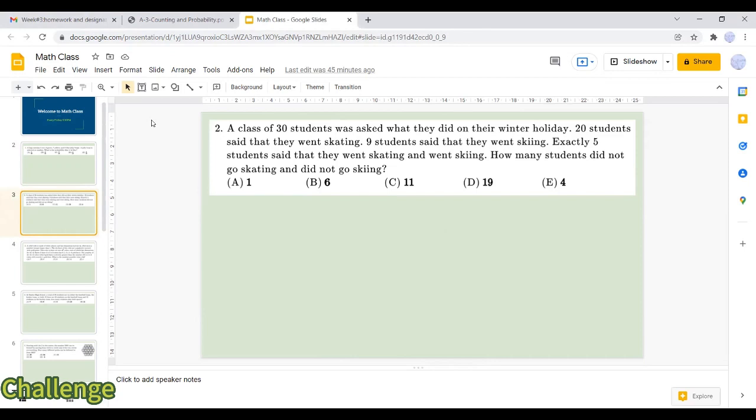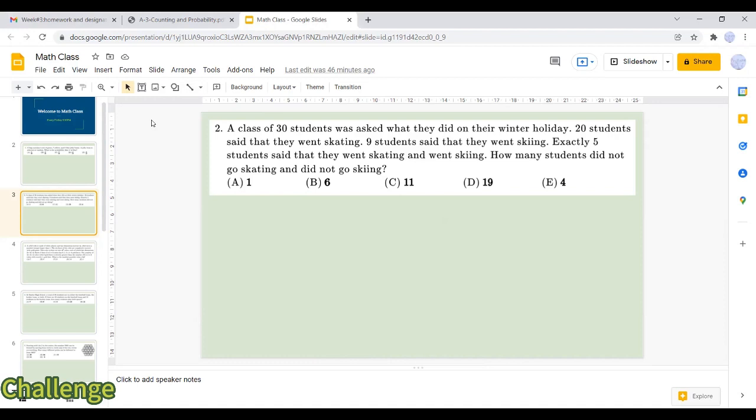So the process of solving this question is basically you want to know first of all who's not skiing or skating. And we can find that by doing 30 minus 20 minus 9. So we can see that one student is not going skiing or skating. And then the problem says that exactly 5 students went skating and went skiing.